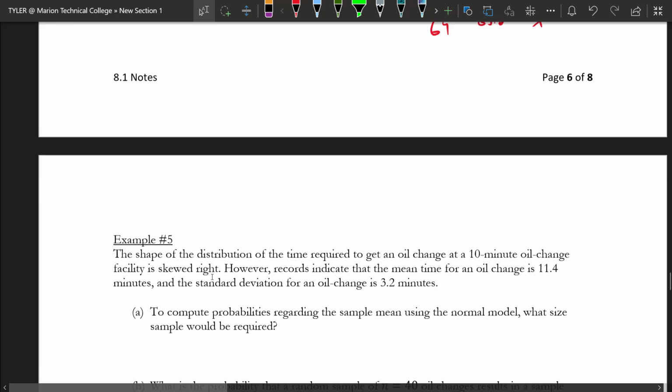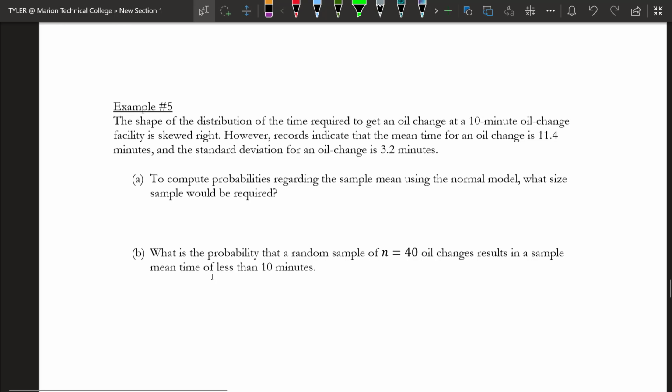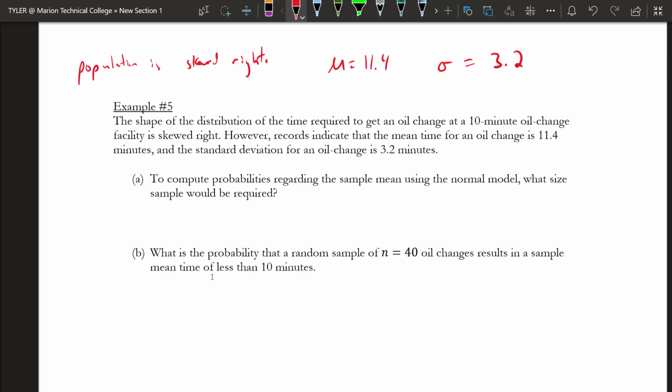All right. So let's look at example 5 now. Example 5 says the shape of the distribution of the time required to get an oil change at a 10-minute oil change facility is skewed right. So let me just write that down. The population is skewed right. And then we're told, however, records indicate that the mean time for an oil change is 11.4, and the standard deviation for an oil change is 3.2 minutes. So I'm just labeling those values.